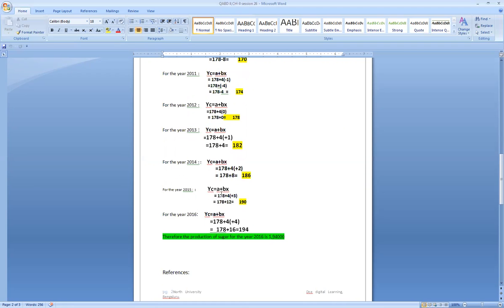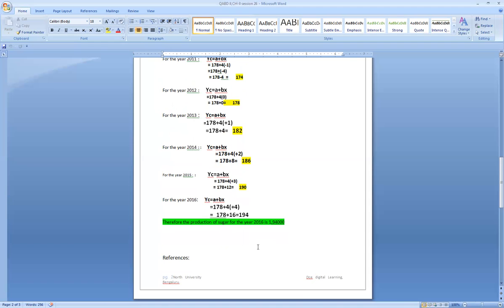Then for the year 15, yc equals a plus bx, 178 plus 4 into 3. 4 into 3 is 12, 178 plus 12 is 190. Next, what will be the deviation for the next year? After 3, the next number will be 4. So we are considering that x will be 4 for the calculation of 2016. So trend value equals a plus bx, 178 plus 4 into 4, the x value in the downward will be 4. So 178 plus 4 into 4 is 16, 194. Therefore the production figure for the year 2016 is 194, nothing but 194,000.